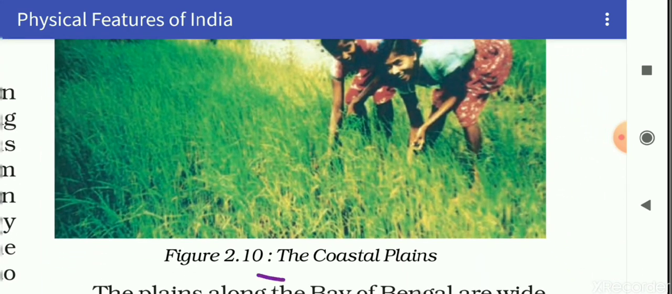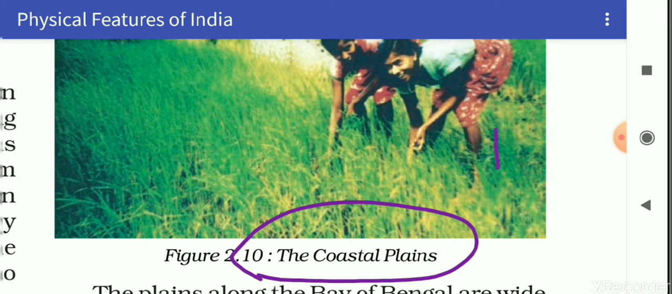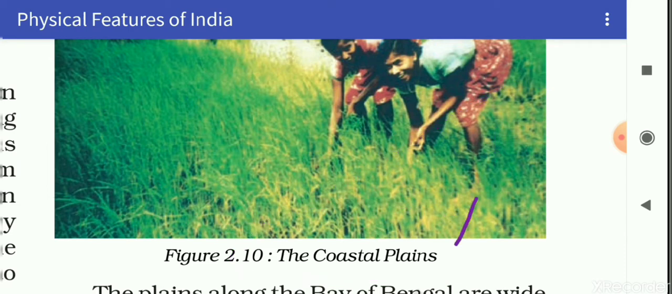As you can see here, the coastal plains. First of all, we will discuss the meaning of coastal plain. A coastal plain is a flat, low-lying land adjacent to a sea coast. And you know that the Indian peninsula is surrounded by water bodies from three sides, and because of that India has two coastal plains, the western coastal plain and the eastern coastal plain. So now one by one we will learn more detail about these two coastal plains.